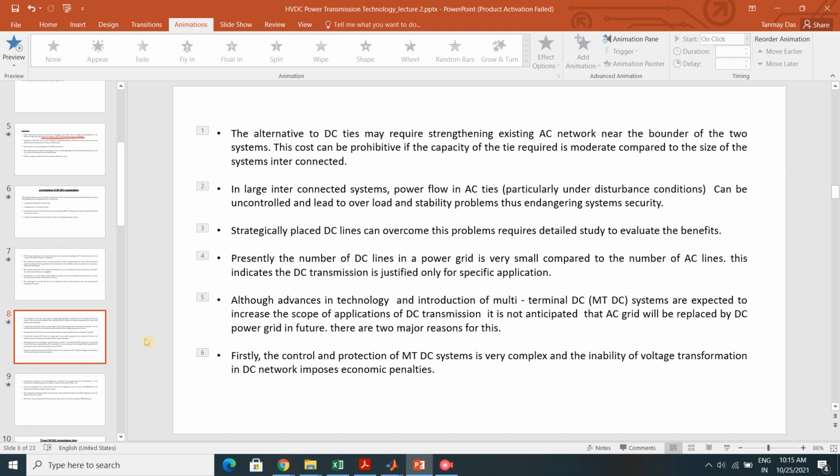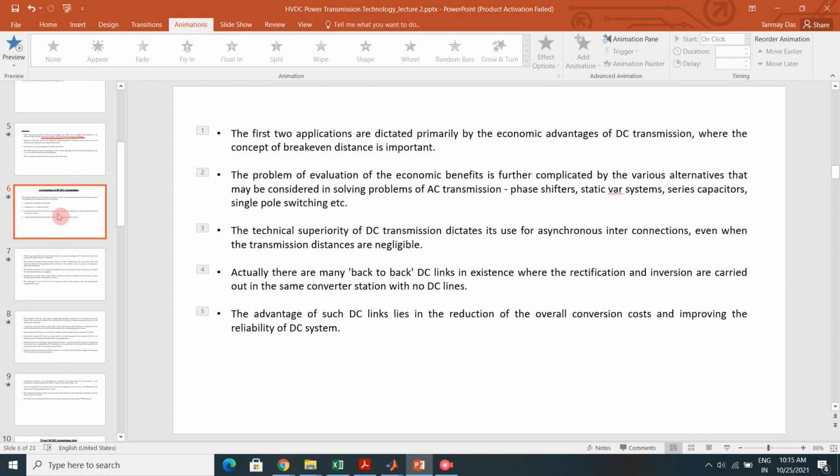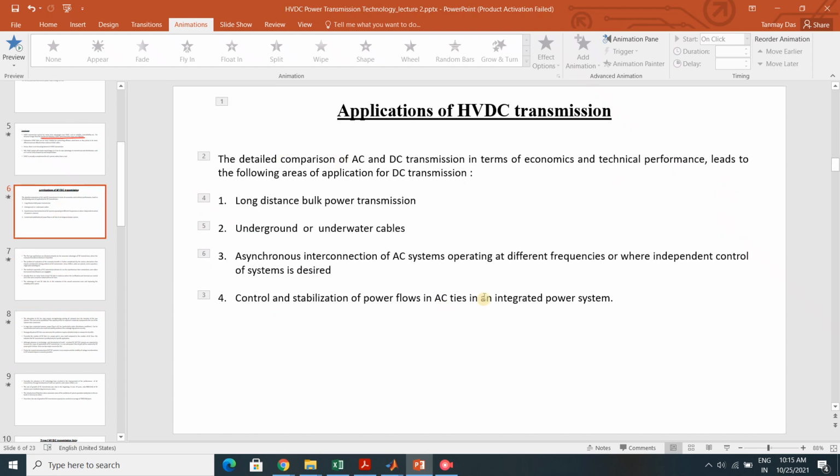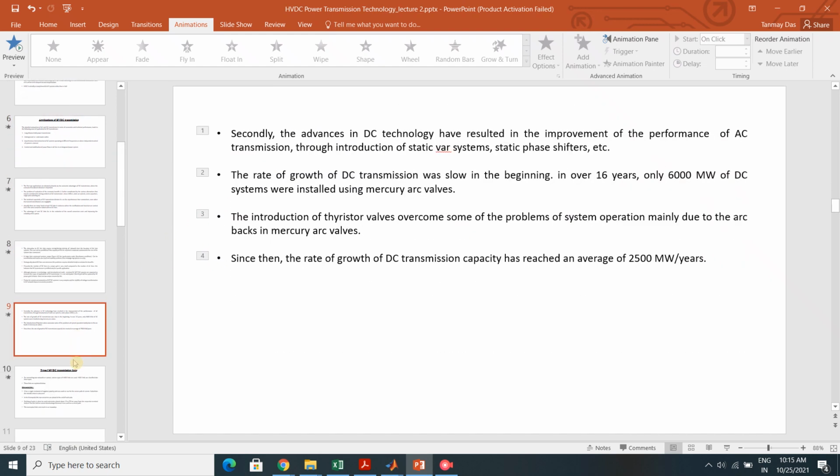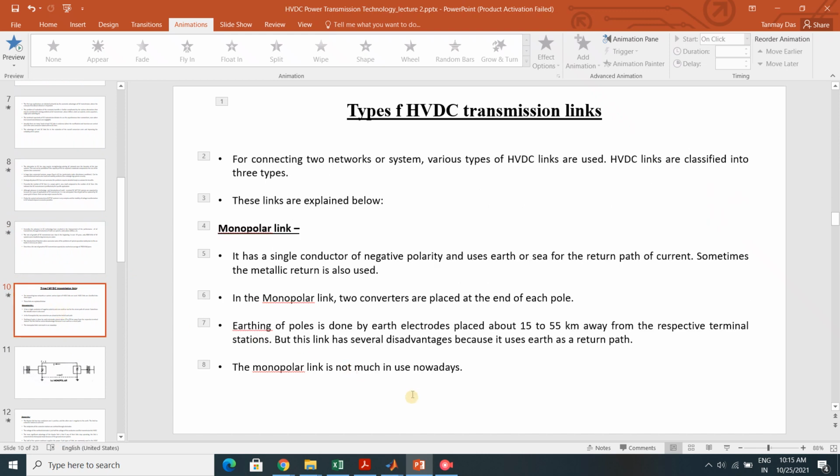So these points are really some additional information. But basically the concepts are these four. These four are the main applications. Now I am moving to the types of DC links.